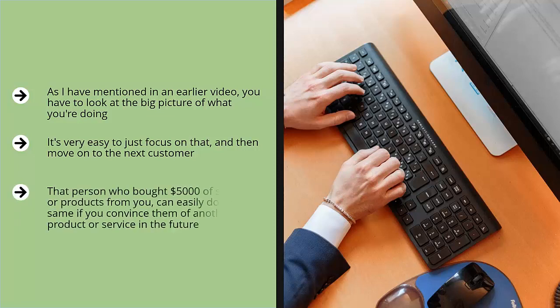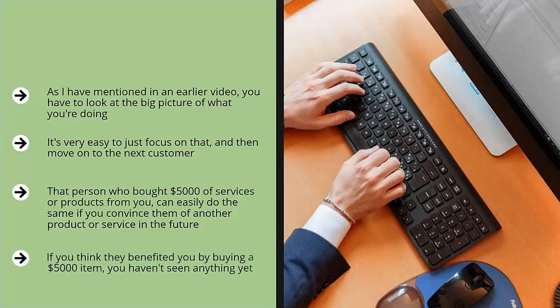That person who bought $5,000 of services or products from you can easily do the same if you convince them of another product or service in the future. That's how you make real money with your list. Each and every name on that list wants a relationship with you. Don't blow that relationship using a one-time, big-time mindset. If you think they benefited you by buying a $5,000 item, you haven't seen anything yet. That's just the beginning of the relationship. Keep building that trust. Focus on building and maintaining credibility with your high-ticket sales client base. Treat each and every one of those names like they are made of gold.